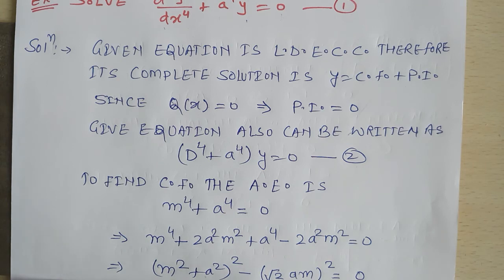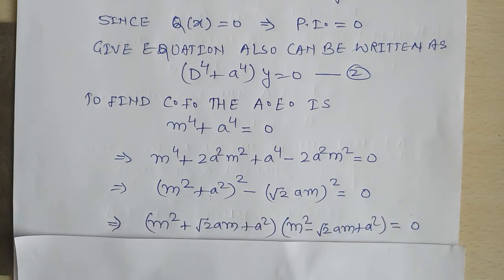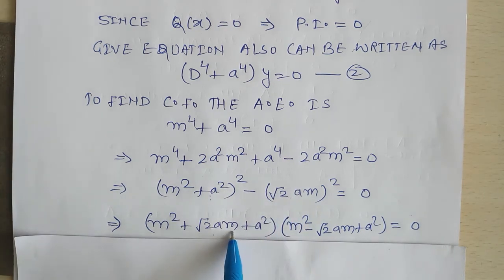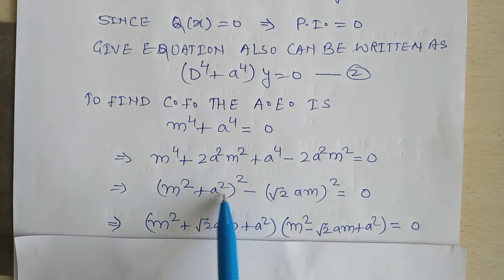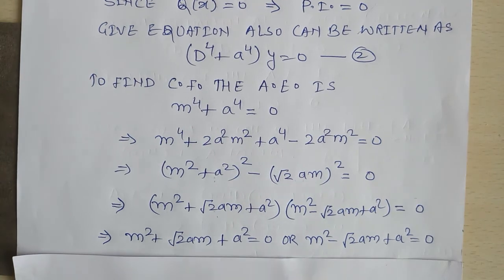Now a square minus b square is what? (a plus b) into (a minus b). So we write (m square plus a square plus root 2 a m) into (m square plus a square minus root 2 a m) equal to 0. So these are two quadratic factors of this biquadratic equation. Now to find the values of m, we use the discriminant method, minus b plus minus root of b square minus 4ac by twice a. So this factor is 0 or that factor is 0.